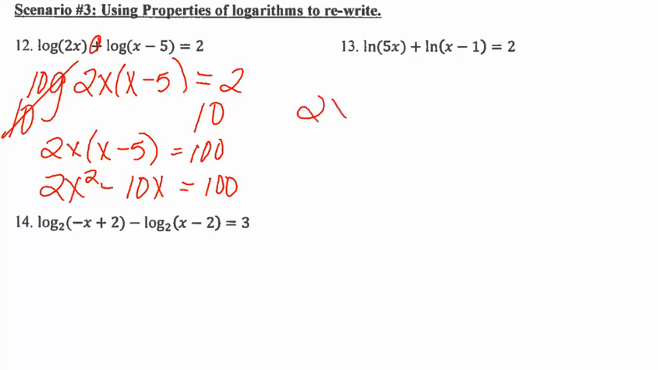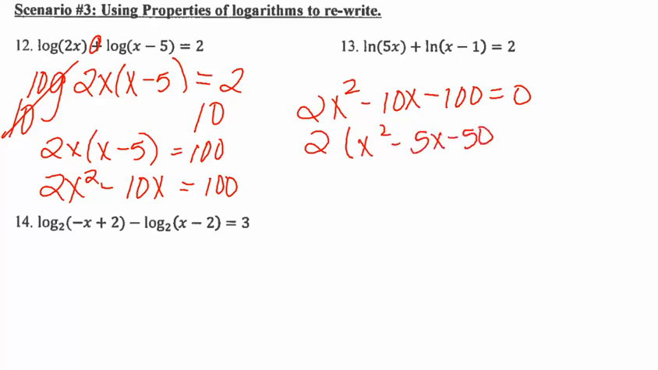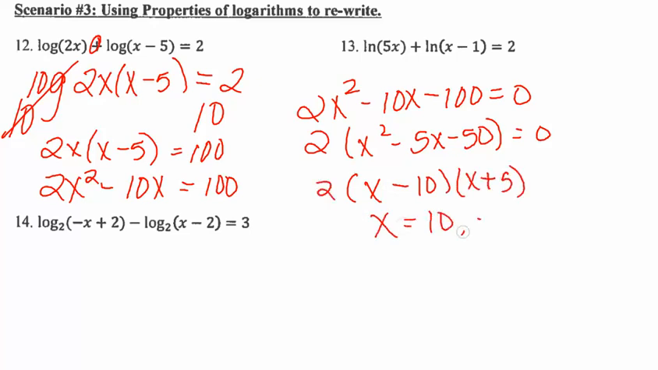So now I'm going to distribute: 2x squared minus 10x equals 100. And I'm going to do 2x squared minus 10x minus 100 equals 0. I'm going to take out a GCF, and I'm going to factor. So I have x minus 10 and x plus 5. So x equals 10 and negative 5.